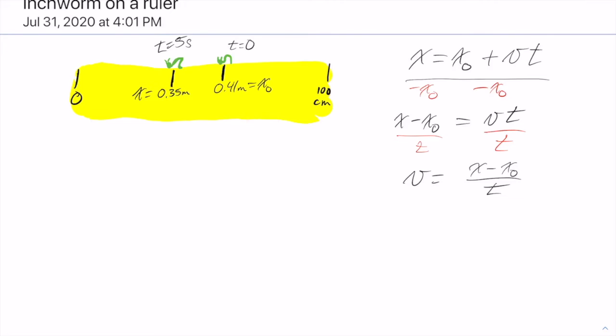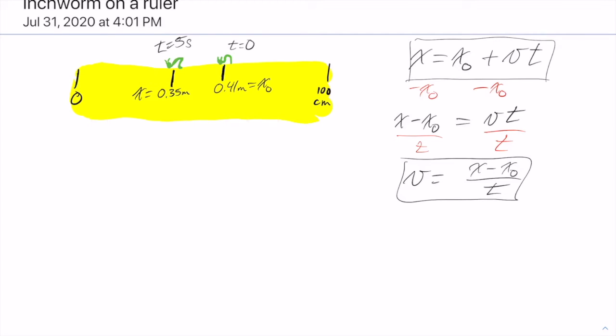Okay, and so this is true in general. Anytime that we have a situation of constant velocity motion, and we want to find what the velocity is when we know the other quantities, we can use this. Now, it's always a good idea to just start here and do the algebra.